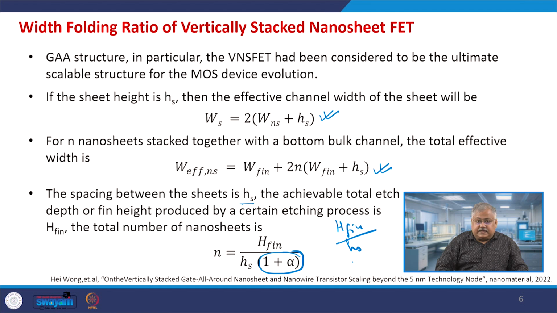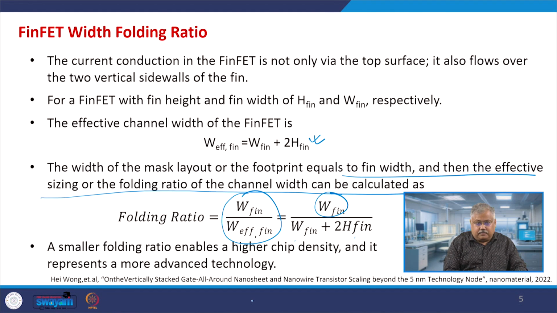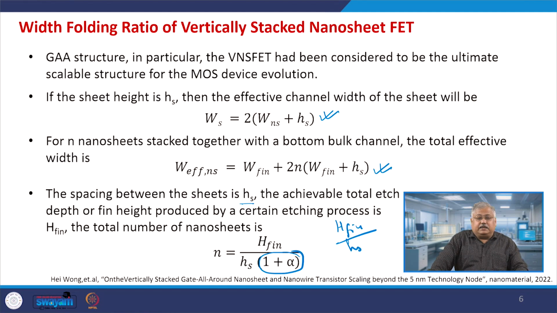Why? What is HS? You just look carefully here. HS is this one, and H fin, as per our understanding, is this one. So, if you divide this by this, you get the total number of sheets, except that you also have this constant here, you can remove this. So, that part is coming from 1 plus alpha. So, 1 plus alpha takes care of the fact of the distance between the sheets.